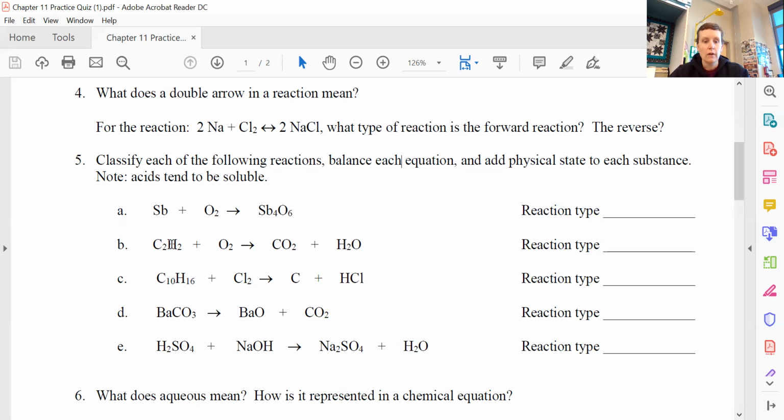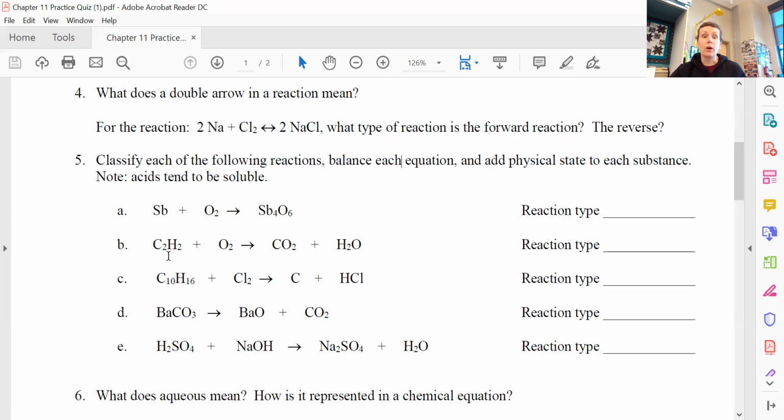Physical states. All right, here we go. Antimony, Sb, if you look at the periodic table, has a black symbol, so that's a solid. Oxygen has a red symbol, so that's a gas. Again, we're using our periodic tables, our school periodic tables. Compounds by themselves on one side of the arrow are almost always going to be solid. So this one would be our solid. It's also a metal oxide, which makes it solid.